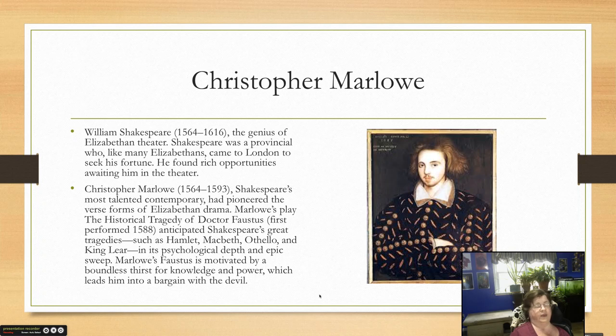One of his rivals, comrades, was Christopher Marlowe. While Shakespeare was a genius of Elizabethan theater, he was provincial. He was a provincial who, like many Elizabethans, came to London to seek his fortune, and he found rich opportunities awaiting him in the theater. Christopher Marlowe was one of his most talented contemporaries and pioneered the verse form of Elizabethan drama. Marlowe's play, The Historical Tragedy of Dr. Faustus, anticipated Shakespeare's great tragedies like Hamlet, Macbeth, Othello, and King Lear in its psychological depth and epic sweep. Marlowe's Faustus is motivated by a boundless thirst for knowledge and power, which leads him into a bargain with the devil. Some people believe that Marlowe is actually the author of most of Shakespeare's plays, particularly his late tragedies.